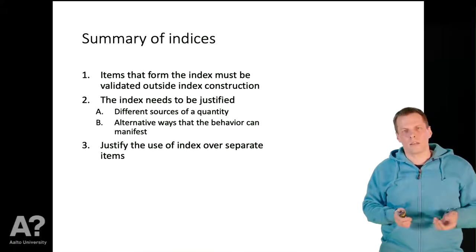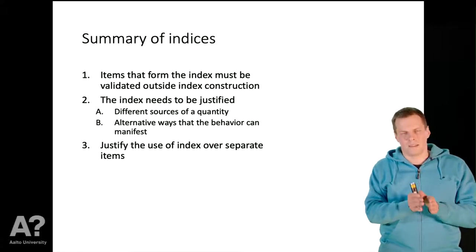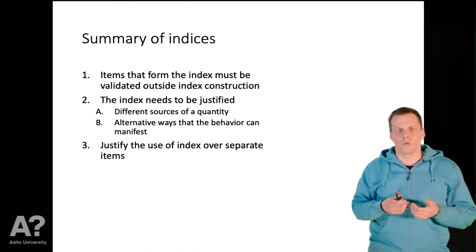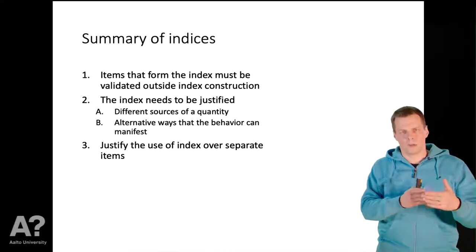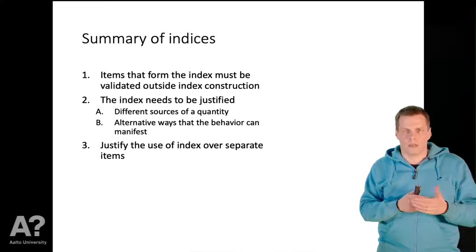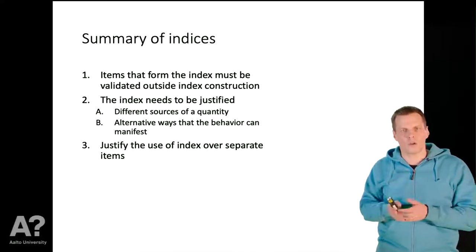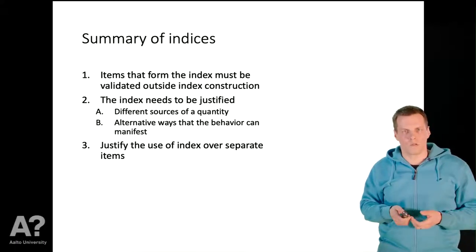The justification can also rely on sample size. So if you have a small sample, then that sets limitations on what we can do. If the sample is very small, then estimating these different effects of different index components is going to be so imprecise that it doesn't make sense. So in small samples, indices are probably more useful than the separate raw variables. So that must be justified in your research report.